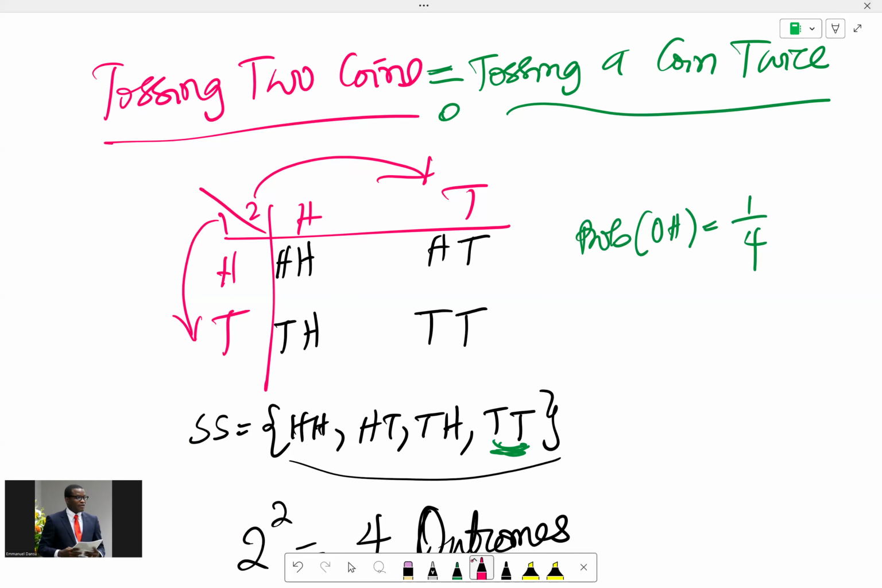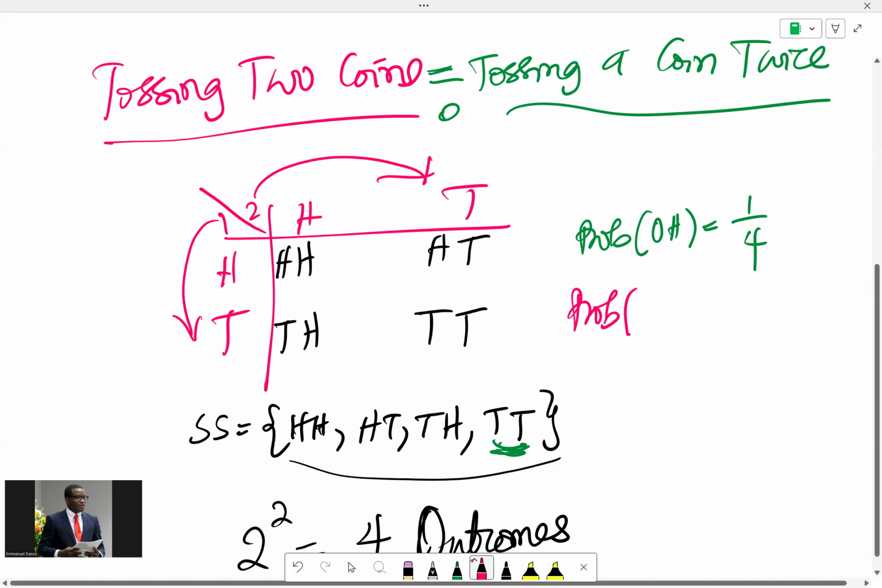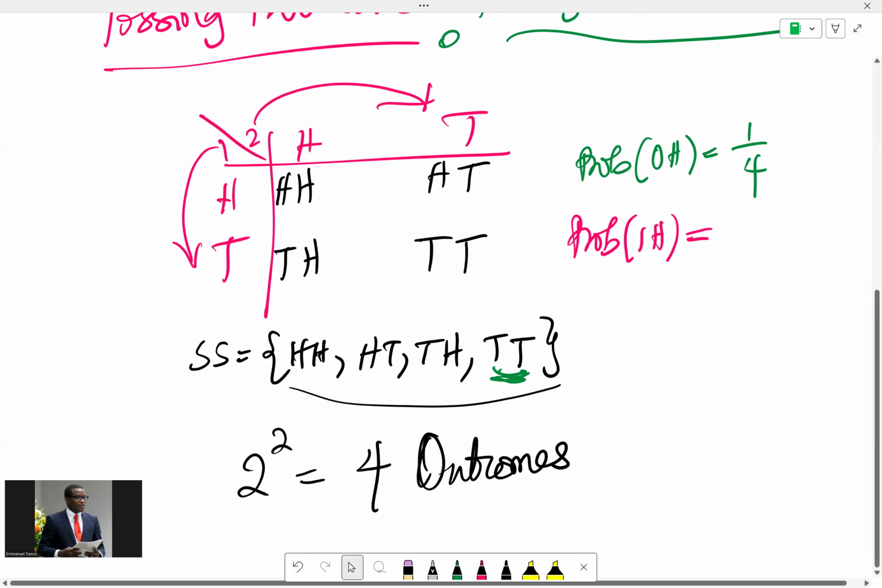What if you're interested in the probability that when you toss the two coins, you are going to get just one head? In which cases do you have just one head? HT and TH, those are the two cases where you have only one head. That'll be 2 out of 4, and that will be 1/2. So you have a 50-50 chance of getting only one head or only one tail.